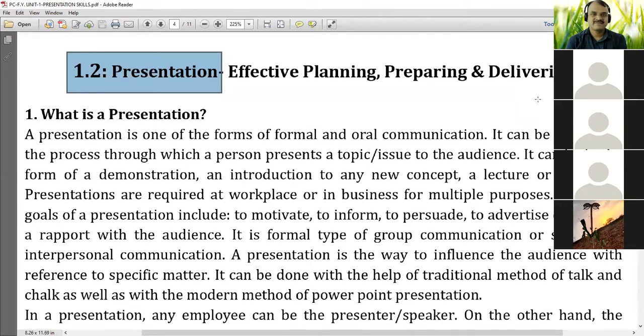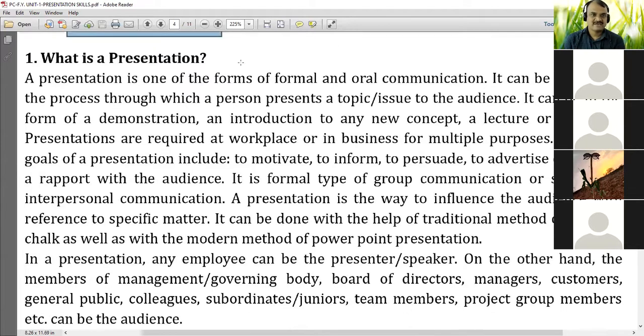Clear? But it is not that simple, because it is again a psychological process in which we have to take a lot of care. We have to use our words with proper attention, proper concentration, proper logic, proper thought, and what all we need to do as far as these presentations are concerned, we are going to discuss. Okay, so initially let us start our discussion with the concept of presentation.